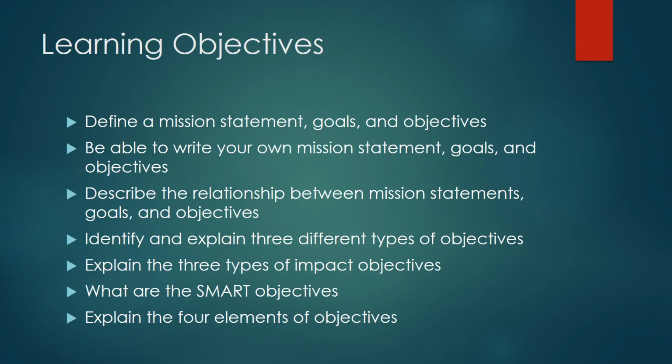The learning objectives for this chapter include: define a mission statement, goals, and objectives; be able to write your own mission statement, goals, and objectives; describe the relationship between the mission statement, goals, and objectives; identify and explain 3 different types of objectives; explain the 3 types of impact objectives; what are the SMART objectives; and explain the 4 elements of objectives.